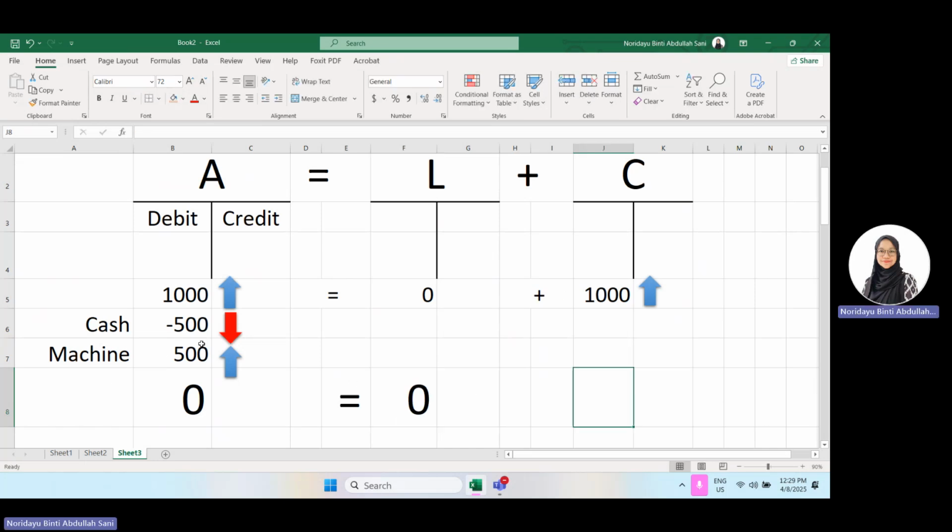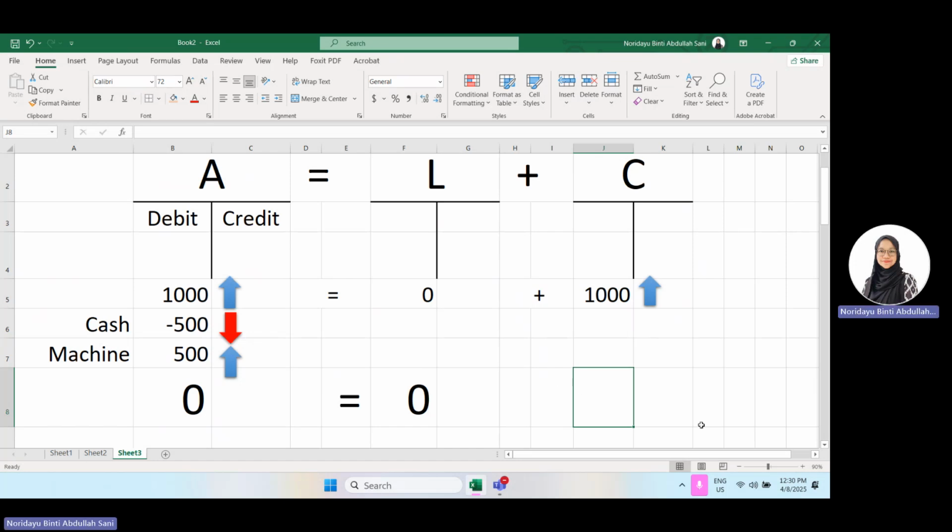Because I don't have liability or capital for this transaction, right? The business uses cash, so the cash of the business is reduced to purchase the machine. So the machine is an asset of the business. One asset goes down, one goes up. So minus 500 plus 500, you get 0. So A is 0 equal to 0 on your L and C, because I don't have any liability, I don't have any capital here. So the accounting equation is balanced.